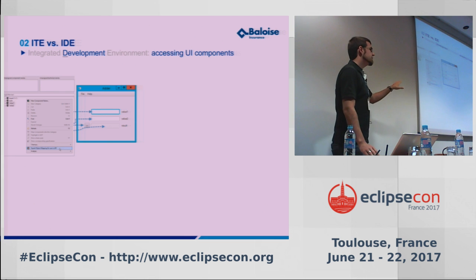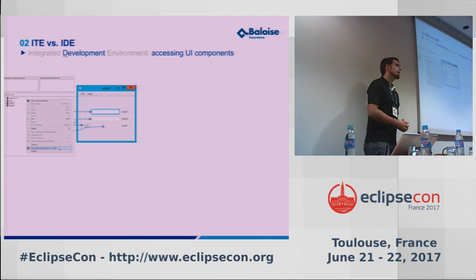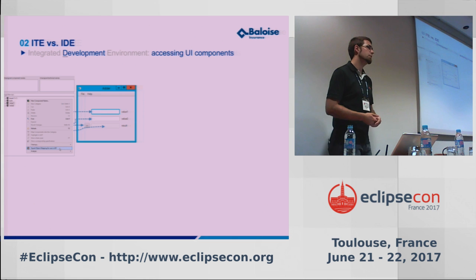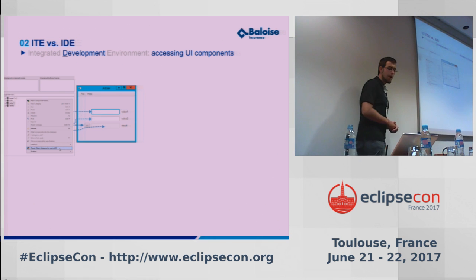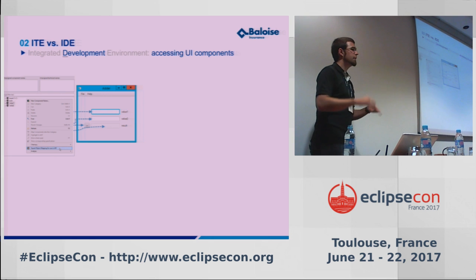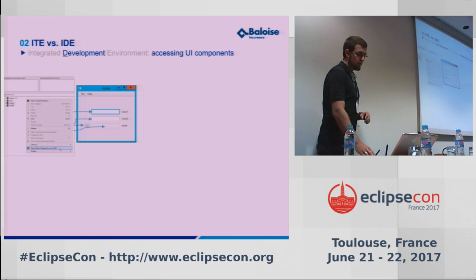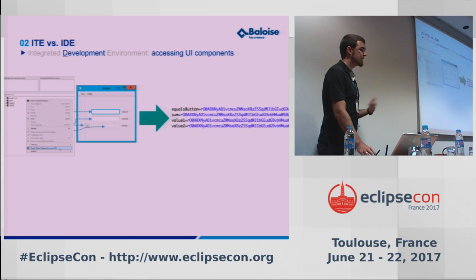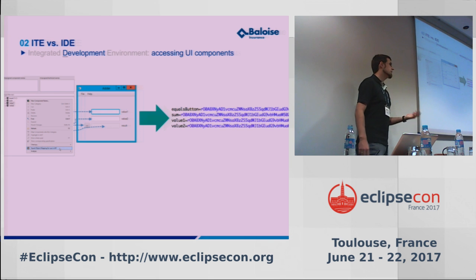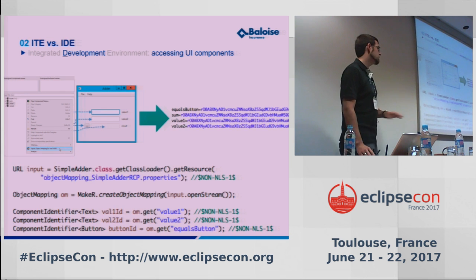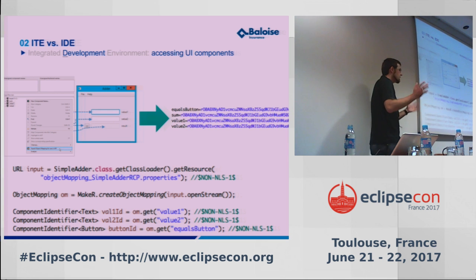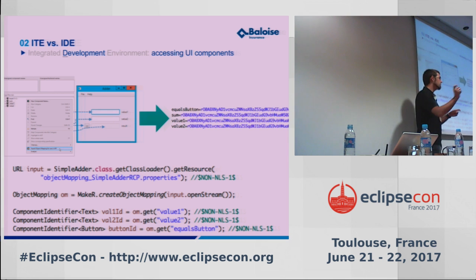And as soon as you've got your application up and running, you want to access UI components, right? You want to also interact with buttons, with text fields, and so on. And you do that by using the exact same mechanism as from the ITE. You basically go to your object map and say export, and you basically get a property file with serialized, we call it component identifier. It's a closed format. How we look up components.